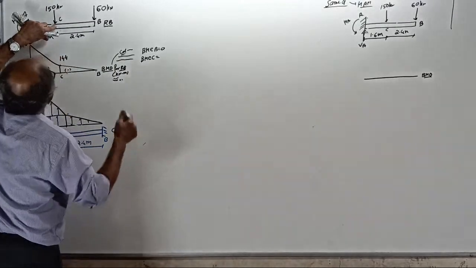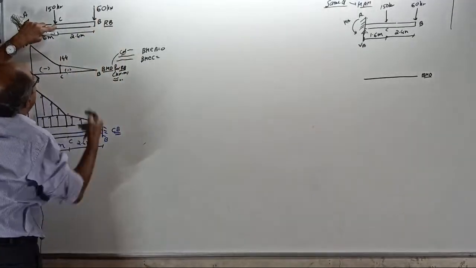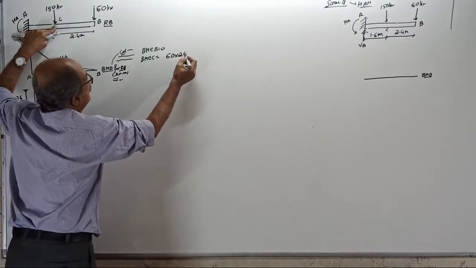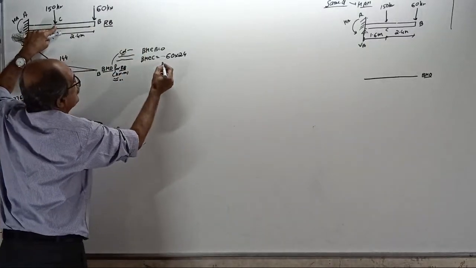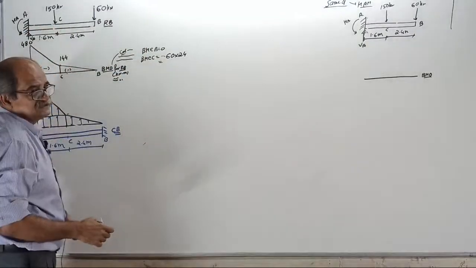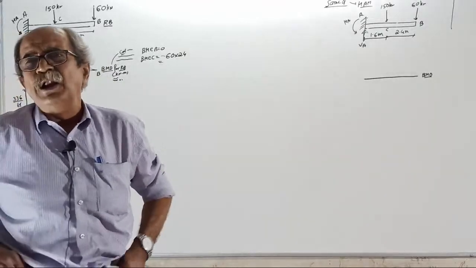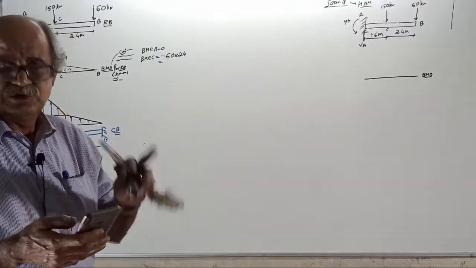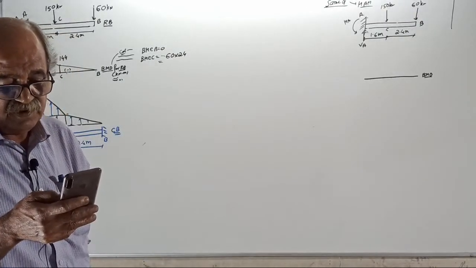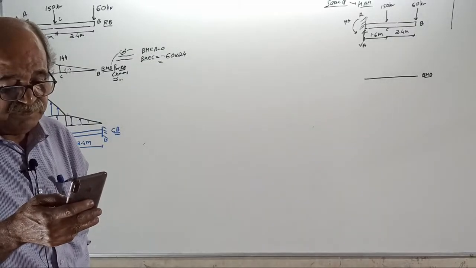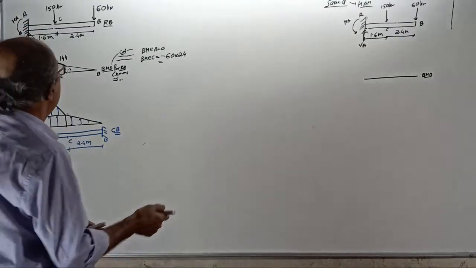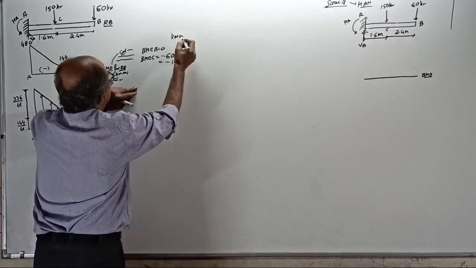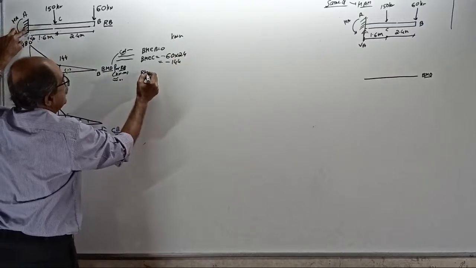Start. BM here. Look this side. 60 into 2.4. Be careful, it is bending moment, so hogging, minus. Answer. How much answer? Fast. Tell fast answer. One question slowly I will solve. I will not hurry. Slowly I will solve. 144 minus. Okay. It is minus 144. All in kilonewton meter.